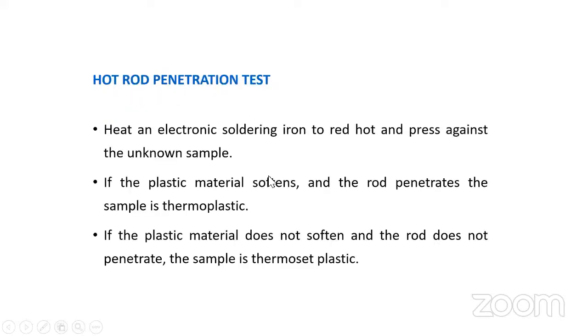So next is the hot rod penetration test. If you take some plastic material or plastic tube, heat an electronic soldering iron to red hot, and press it against the unknown polymeric sample, and the plastic material softens and the rod penetrates through the sample after it gets soft, then this kind of material will be a thermoplastic.